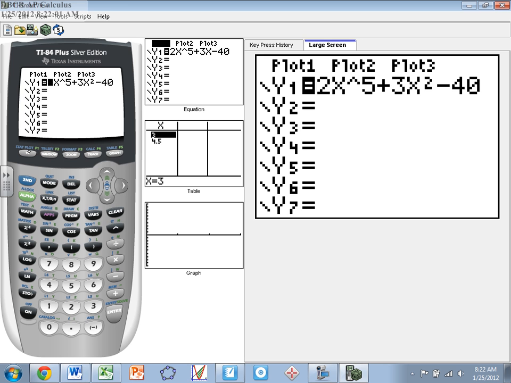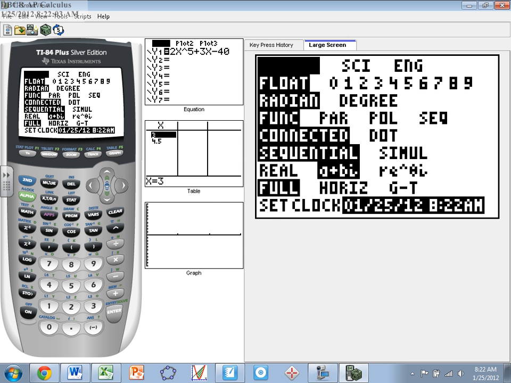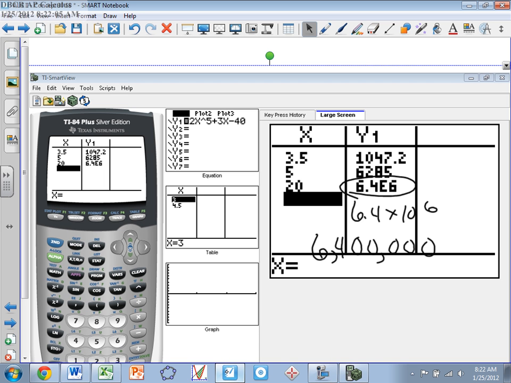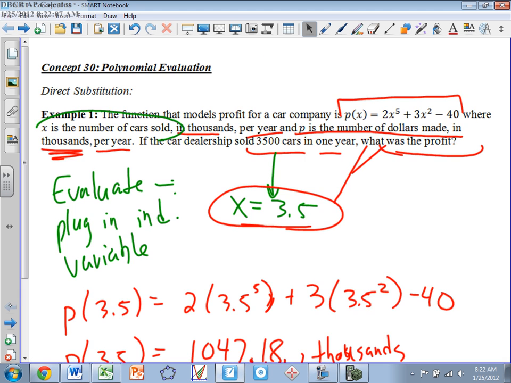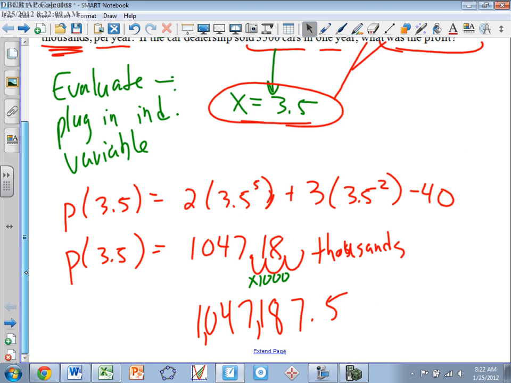All right. Now, that's a simple side note to use your calculator. It is useful to do so. Now, if we go back to our example, our answer again is about 1 million. Okay, a little over $1 million. And that's the profit for the company for 1 year.